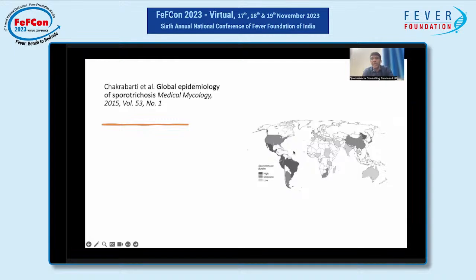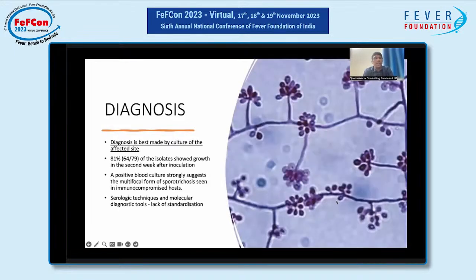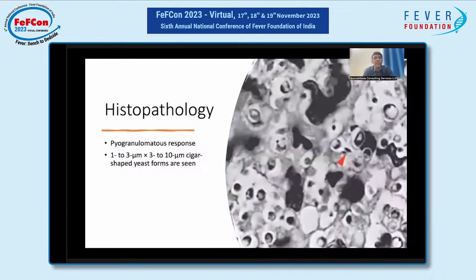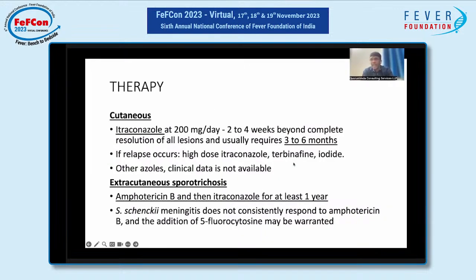See North America, South America, a few African countries, China, and see the part of India, Nepal, and a few northeastern states. So sporotrichosis diagnosis: culture and biopsy. Typical sporotrichosis lesions in the culture plate. Biopsy, again the typical features. Cutaneous sporotrichosis is treated by itraconazole for 3 to 6 months, whereas systemic sporotrichosis is treated by amphotericin B and then followed by itraconazole for 1 year.